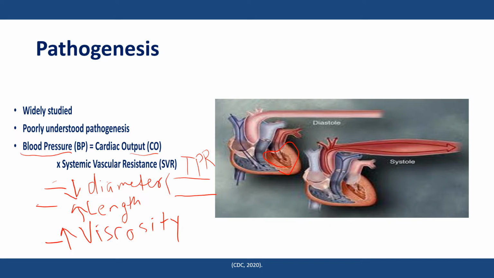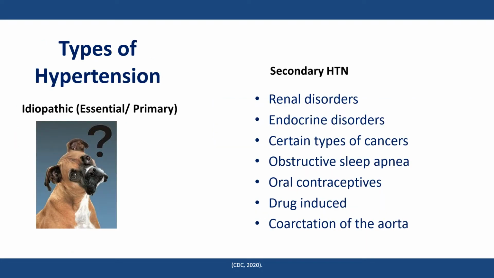Or if the blood is thin, for example, in case of anemia, you have a lesser number of RBCs, then you can say that you have low blood pressure. So anyways, this was just a very brief description of how to calculate blood pressure.